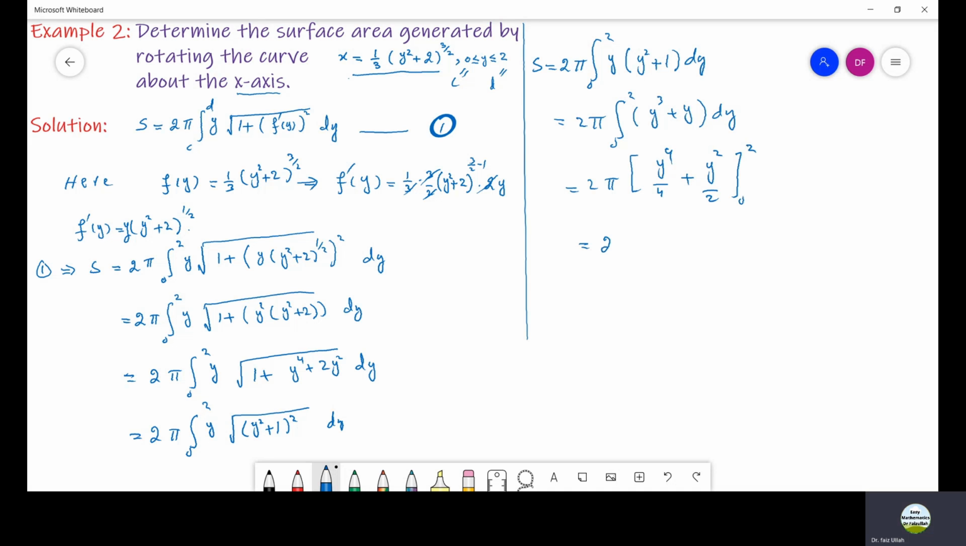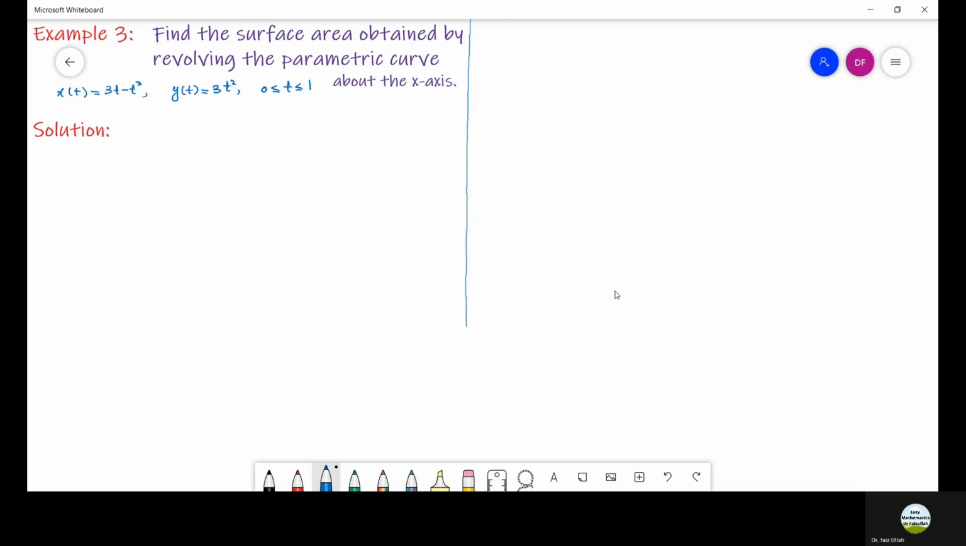Now let us put the limit. So we have 2 pi into (2 power 4, this is 16, so 16 by 4) minus 2 square, that is 4, so 4 by 2, and minus, if we put the lower limit, we get 0. From this we have 2 pi, and this is now 4, sorry, this is plus. So 4 plus 2, and if we further simplify this, 4 plus 2 is 6, 6 2s are 12. So we have 12 pi, and that is the required surface area.